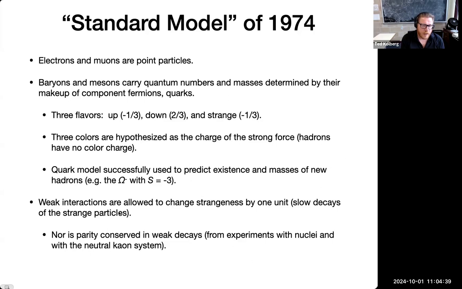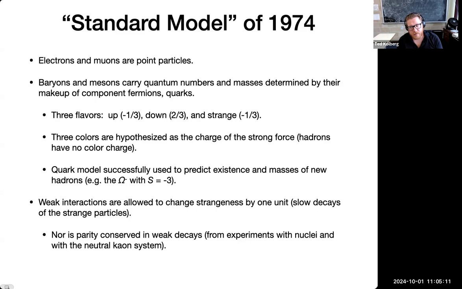baryon. We have a theory of the weak interaction. We think that the weak interaction is allowed to change strangeness by 1 unit. This is responsible for the slow decays of the strange particles like the kaon. And there have been a series of experiments looking at parity conservation in weak decays, which have revealed that parity is not conserved in weak decays. That comes from experiments with cobalt nuclei as well as with the neutral kaon system. And this picture is about to be seriously changed in late 1974.